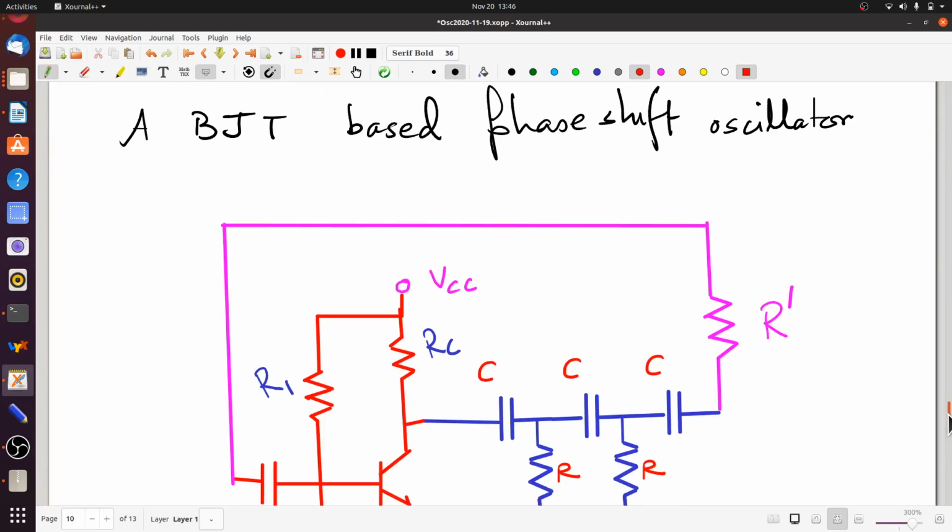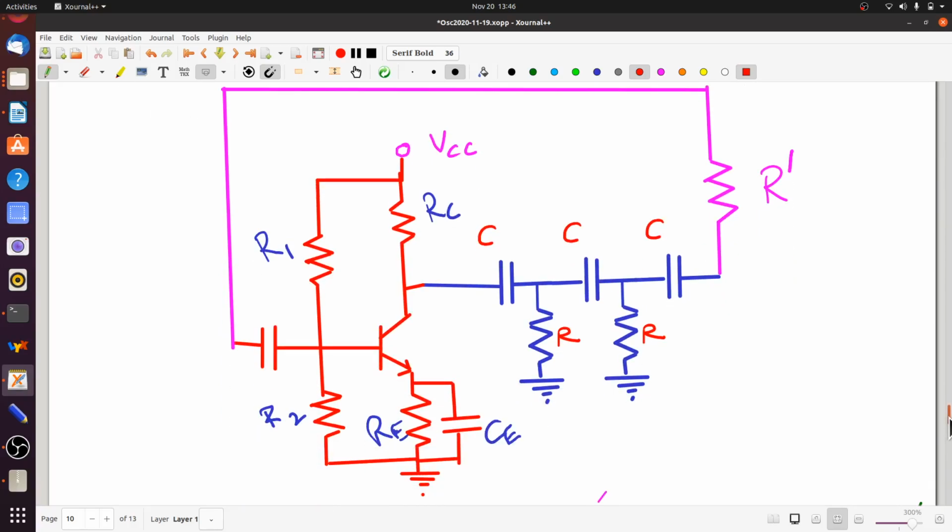So before we leave the topic of phase shift oscillators, let's look at a slightly different version. We have been talking of op-amp based oscillators so far. Just for variety, I'm throwing in a BJT based phase shift oscillator. This part, the part in red that you can see, is a standard CE amplifier circuit that we had discussed earlier.